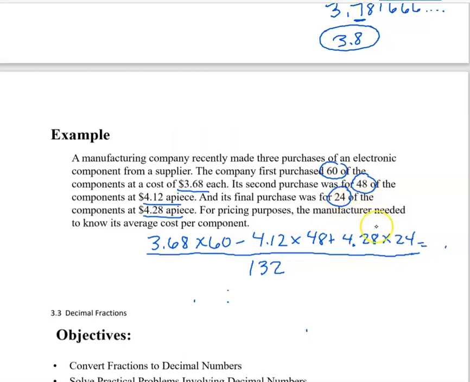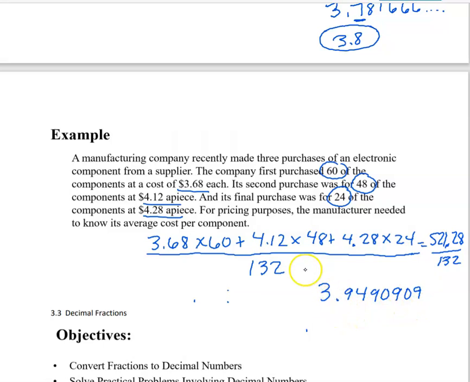And so on the top, when you add all of this up, or you do the multiplication and then do the addition, this should be addition, you're going to get 521.28, and we want to divide that by 132. Okay, and that's giving me 3.9490909, and it just keeps going like that.